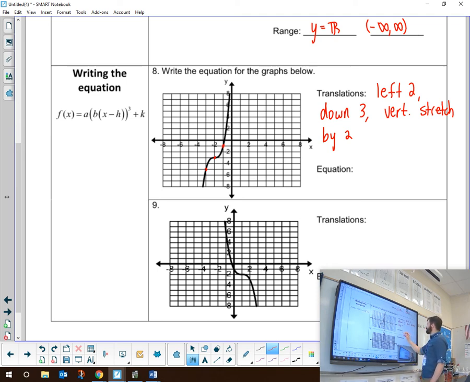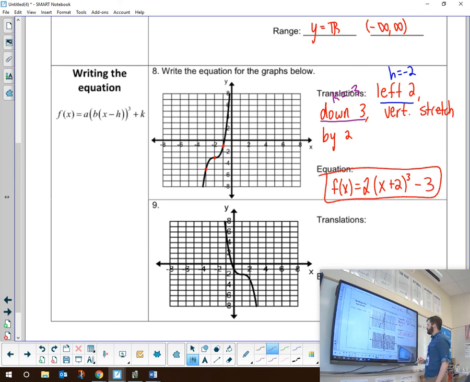So my equation for this one's going to be f of x equals, well, because of my vertical stretch by 2, we're going to have a as 2 in the front. Then I'm going to have to go x plus 2 cubed. Because with that left 2, that means h is -2, so it's going to be backwards in here. And then last but not least, we're going to go down 3. If I go down 3, that means my k is -3. So we're going to have a -3 here on the end for this equation.